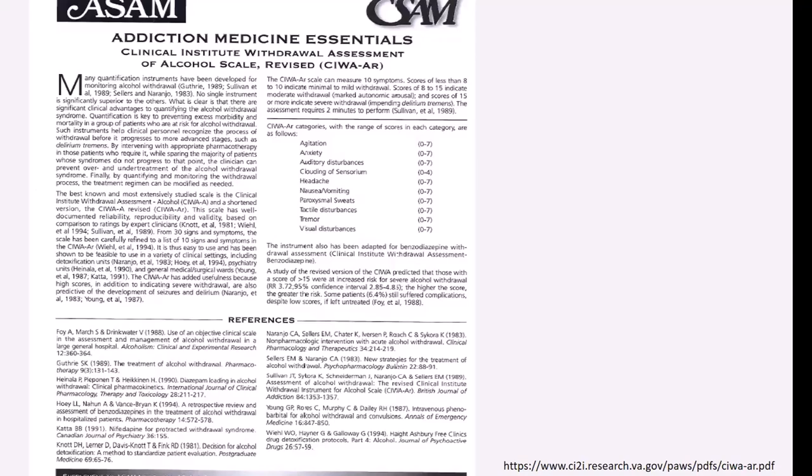So in this case, we're looking at a score. And in the parameters mentioned here: agitation, anxiety, auditory disturbance, sensorium, headache, nausea, vomiting, sweating, tactile, tremor, and visual. Less than 8, to tell you the truth, if you know the history is there, no matter the score, if somebody has been drinking, this one in particular is for alcohol. We'll do it for opioids and we'll do it for benzos.